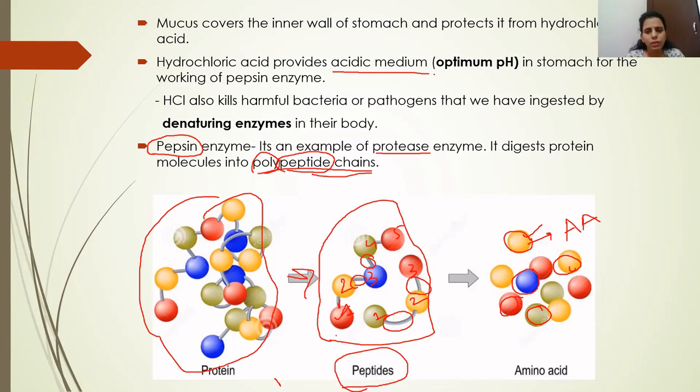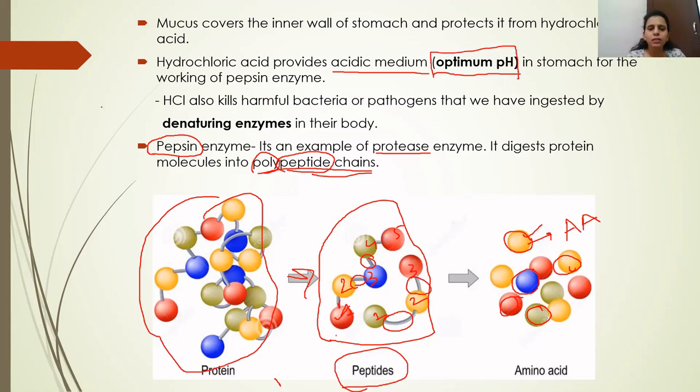So you must mention this term, optimum pH. If you write down that hydrochloric acid provides optimum pH for the functioning of pepsin enzyme, you will get marks. So keep this particular point in your mind. If they ask in the exam the function of hydrochloric acid, you should mention optimum pH.